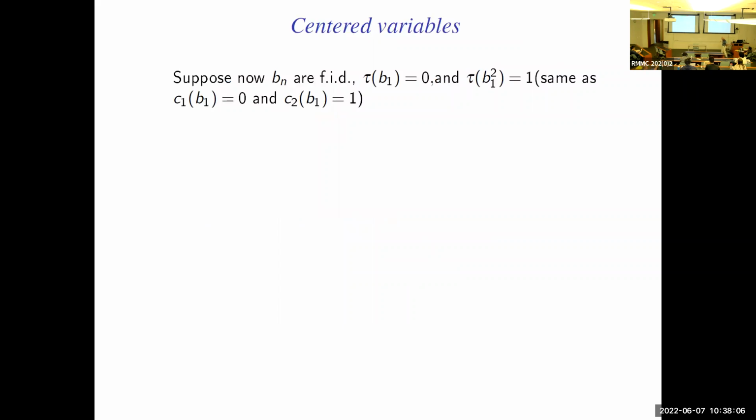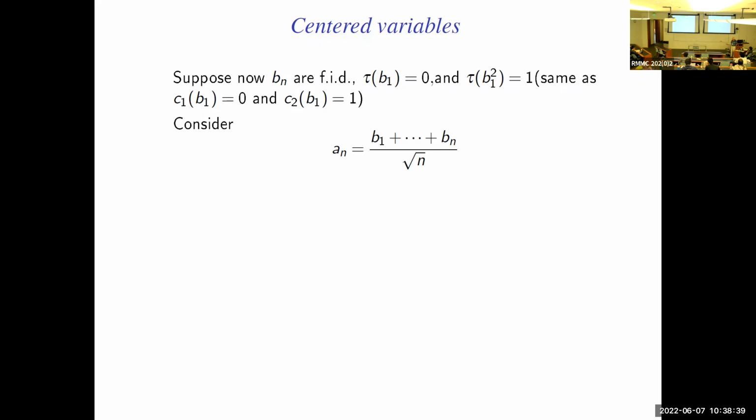Now let's look at central variables. So let's say that we have again a sequence b_n which is free and identically distributed, but this time the expected values are equal to 0, and the expected values of the squares are equal to 1. From the moment cumulant formulas, you see that the first cumulant of b_1 is equal to 0 and the second cumulant of b_1 is equal to 1. And let's look at these weighted averages instead.